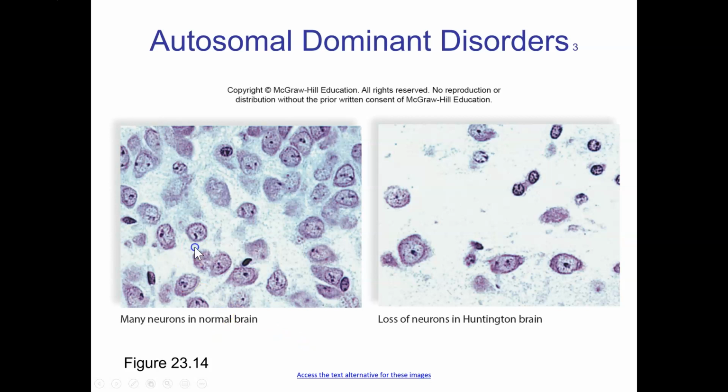And so this is what Huntington's disease looks like in the brain. Here we have normal neurons in the brain, lots of them. Over here we have loss of neurons, so loss of the interaction and the information in a Huntington's brain.